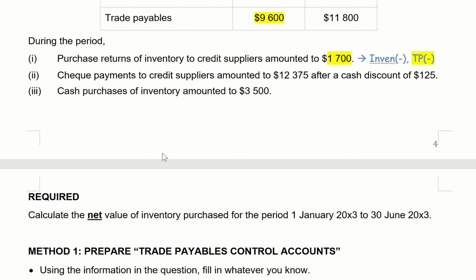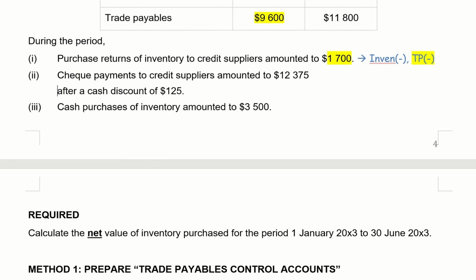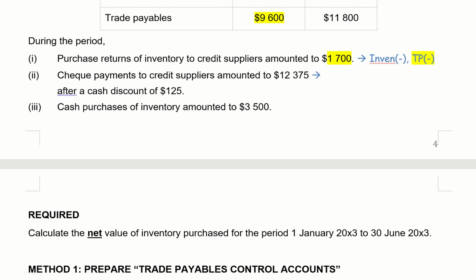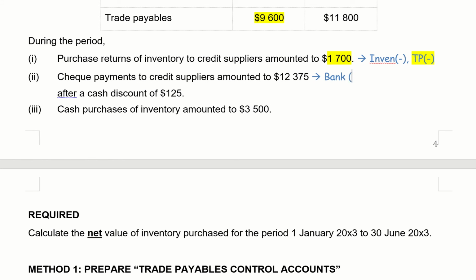All right, next piece of information, it tells you that there is a check payment to credit suppliers. And again, there is a cash discount. So let's treat them separately. When there is a check payment to credit suppliers, what is the double entry that will be recorded? When you pay your credit suppliers, you record a bank minus because you have less money in your bank. The other account affected is trade payable, also minus, because you have paid your credit suppliers, so your trade payables will go down.